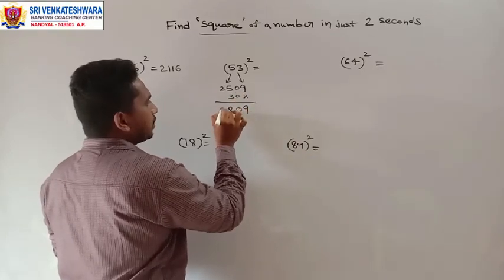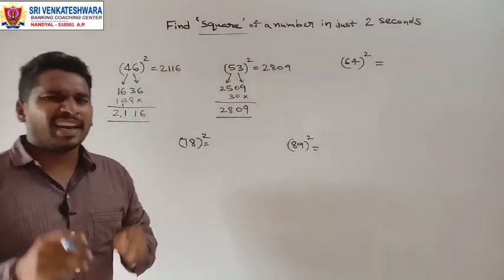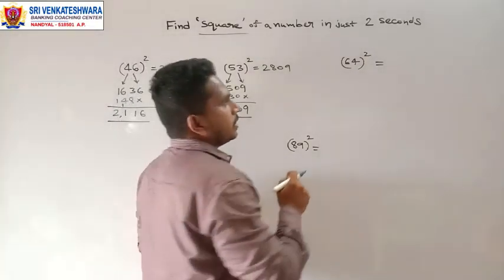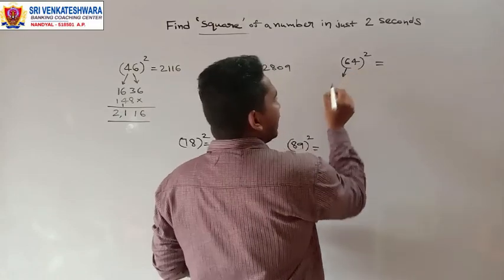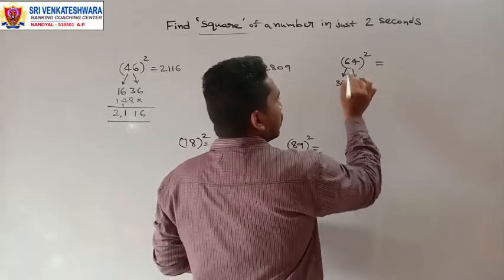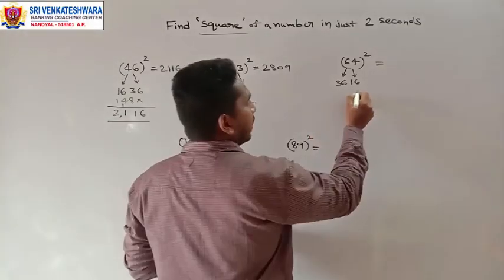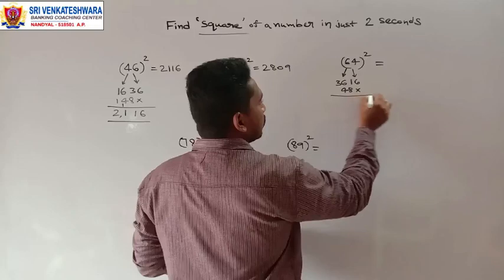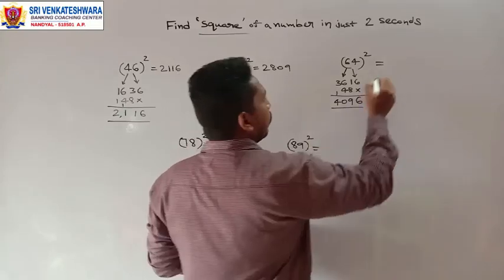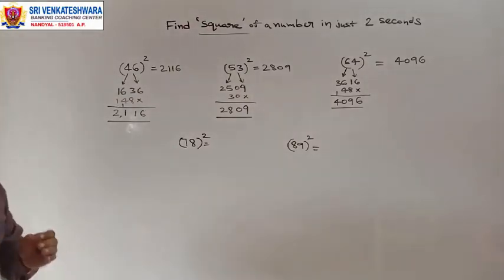0, and this is 8, this is 2. So this is 2809. Like that, very simply, just in 2 seconds you can do this. So let us solve for the third example. So 6 square 36, 4 square 16, 6 into 4 into 2. 6 fours are 24, into 2, 48, right? So 48. So just you have to add it. 6 plus 4, 10, and this is 4. 4096, 4096. So like that, simply you can do this.